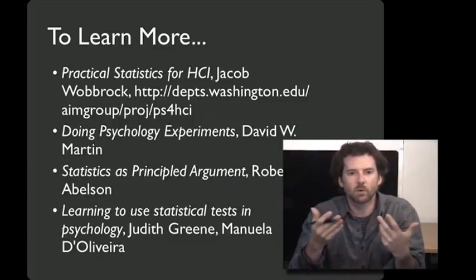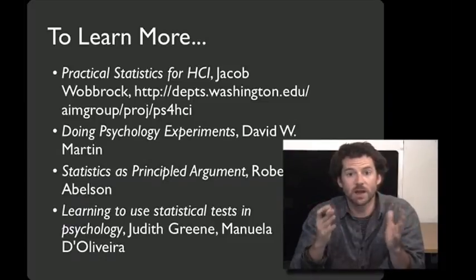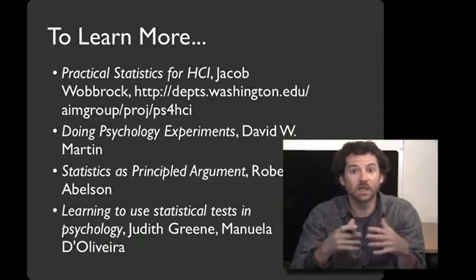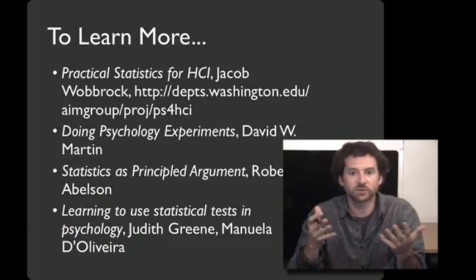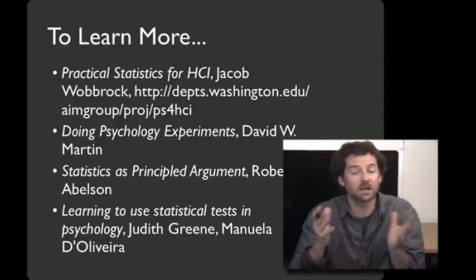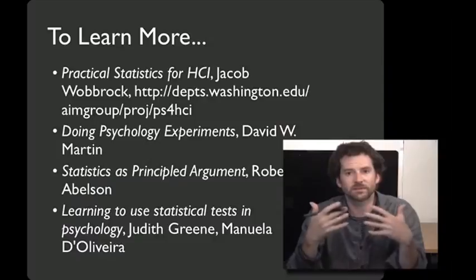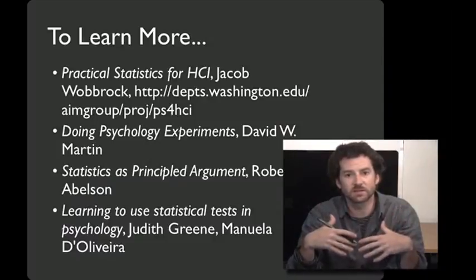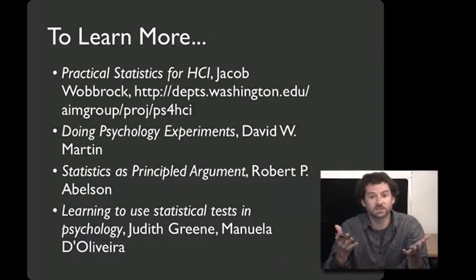If you'd like to learn more, as a next step, I highly recommend Jake Wobbrock's course on practical statistics for HCI. He's got a series of online materials. If you'd like to learn about practical strategies for doing experiments in a general sense, I highly recommend David Martin's Doing Psychology Experiments. If you'd like to learn about the philosophy behind statistical testing, there's a great book called Statistics as Principled Argument. And if you'd like a nice flow chart of which test you should use when, I recommend the book Learning to Use Statistical Tests in Psychology.